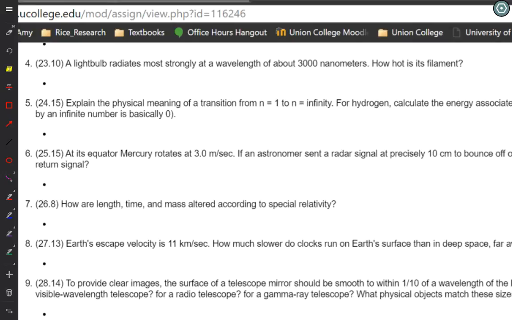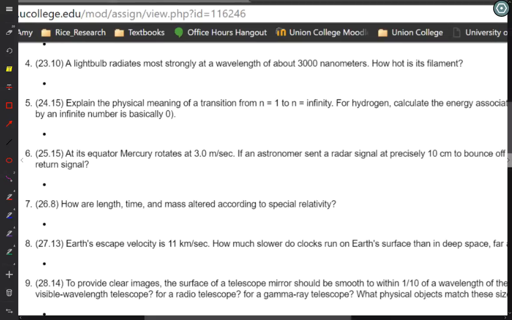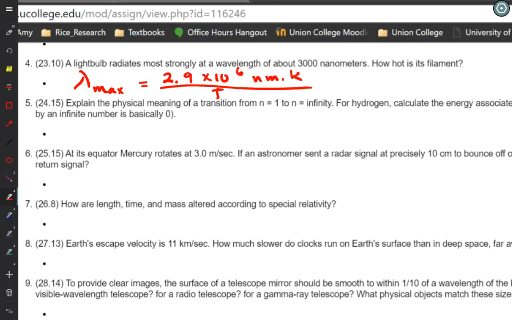Okay, so a light bulb radiates. We're going to use Wien's law, which says, that's the relationship between the peak wavelength and the temperature. So in this problem, we're looking for the temperature. So the first thing I need to do is solve this equation for temperature.